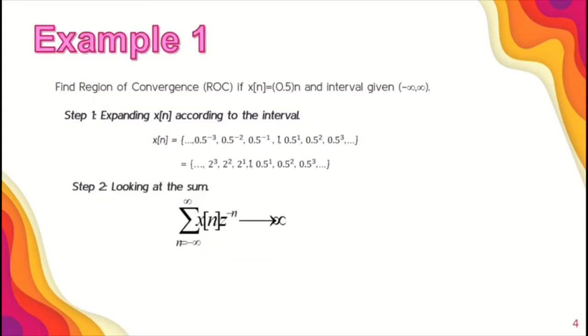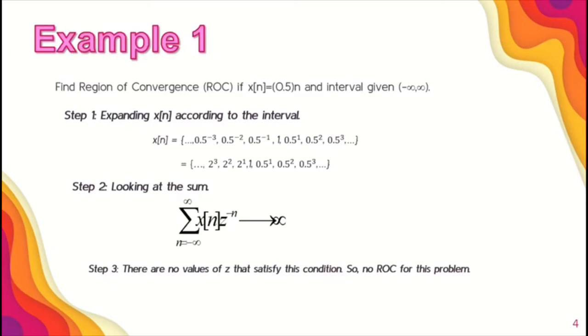Next is step 2, by looking at the summation. We perform the summation from n equals negative infinity to infinity of the discrete time signal x(n) multiplied by z to the power of negative n, towards infinity. For step 3, there are no values of z that satisfy this condition, so there is no ROC for this problem.